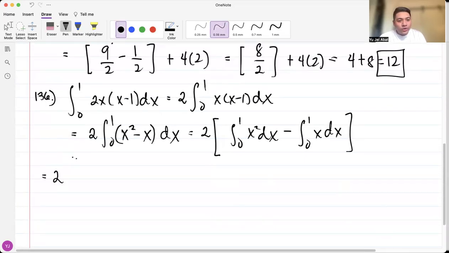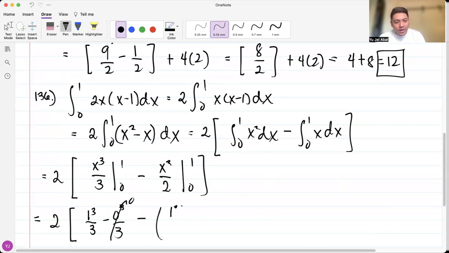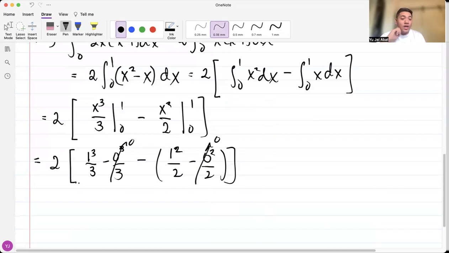So doing that, we have x cubed all over 3 evaluated from 0 to 1, minus x squared all over 2 evaluated from 0 to 1. Okay, so let's try this. This will be 1 cubed all over 3 minus 0 cubed all over 3, which is technically 0, minus 1 squared all over 2 minus 0 squared all over 2. So technically this is 0 also.